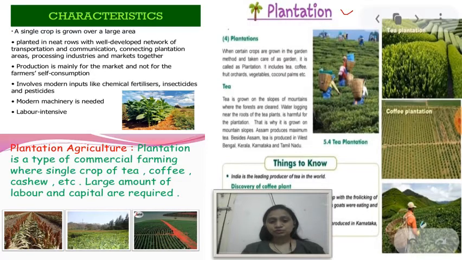Now we will see one crop, this tea. Tea is grown on the slopes of the mountain where the forests are cleared. Waterlogging near the root of the tea plant is harmful for the plantation. That's why it is grown on the mountain slopes. Assam produces the maximum tea. Besides Assam, tea is produced in West Bengal, Kerala, Karnataka and Tamil Nadu.